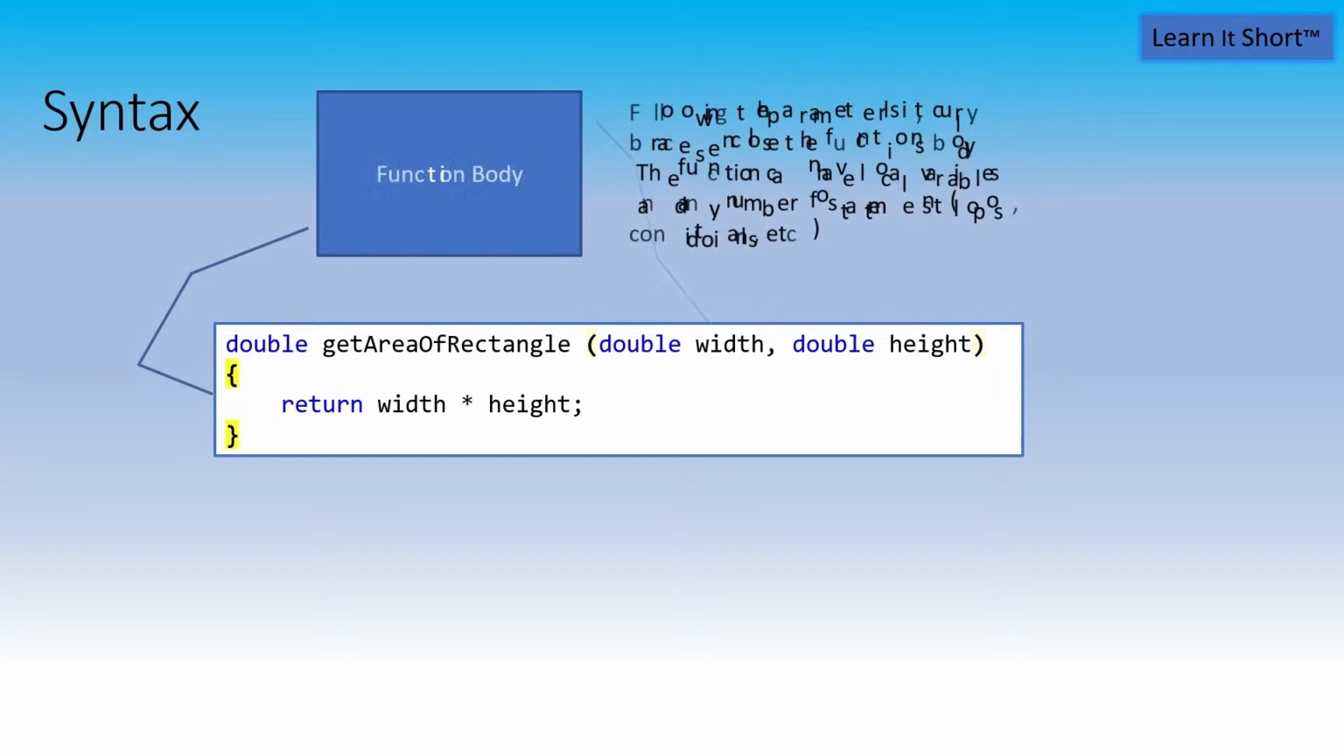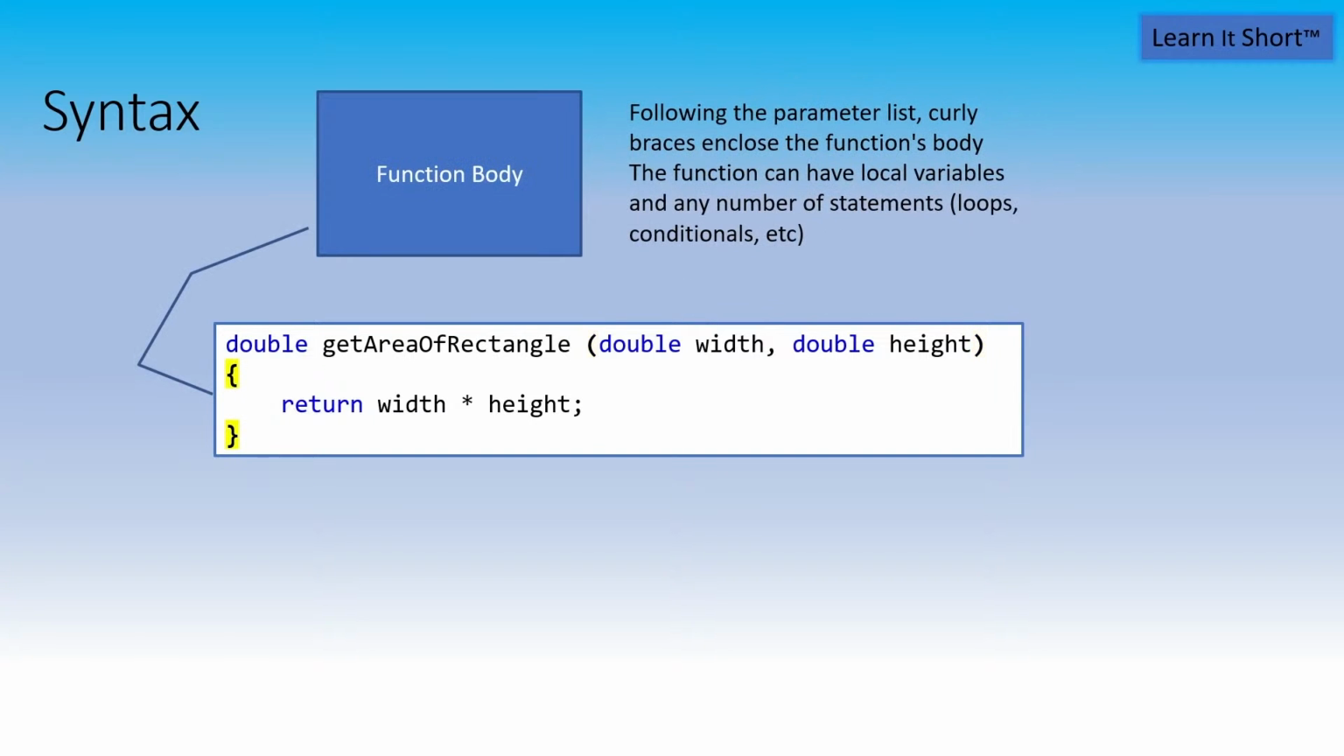After the parameter list is the function's body, the actual algorithm, the task that needs to be performed, and that body is enclosed in curly braces. Inside the body of that function is just like the code we've already written in our course. We can declare local variables, and we can perform any number of statements.